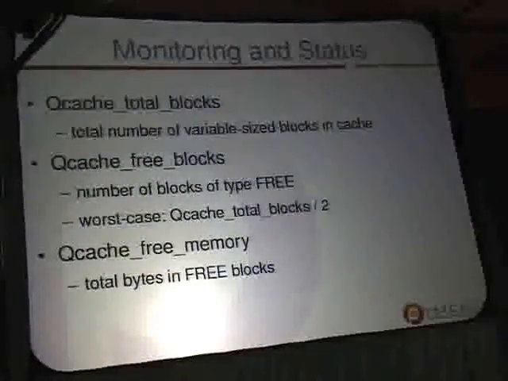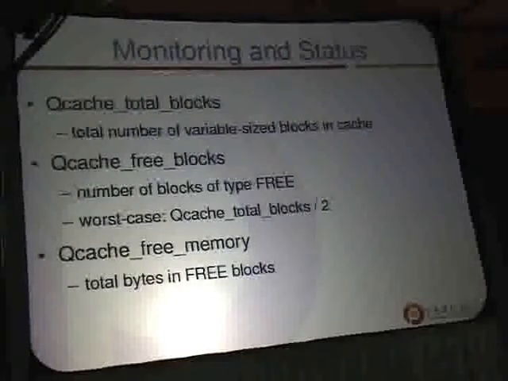Qcache_total_blocks is, well, perhaps I've already gone through it in this amount of detail. The total number of these variable-sized blocks that are in the cache. That's free blocks, blocks that hold table lists, blocks that hold results, every kind of block that's in there. The free blocks you can subtract from that, and you can see how much fragmentation you have in your system. Now, the worst case is that for every block that's being used for something, you've got a free block in between it and the next block that's being used for something.